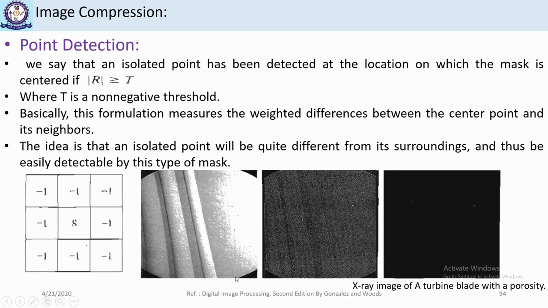So here at the right hand side of this blade has the porosity. Now to detect the point discontinuities, this filter is run through this image. So this is the output of the filter.